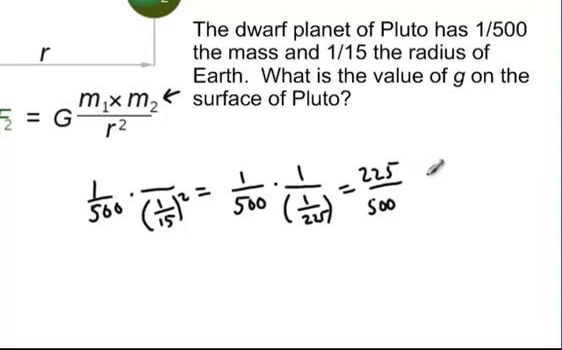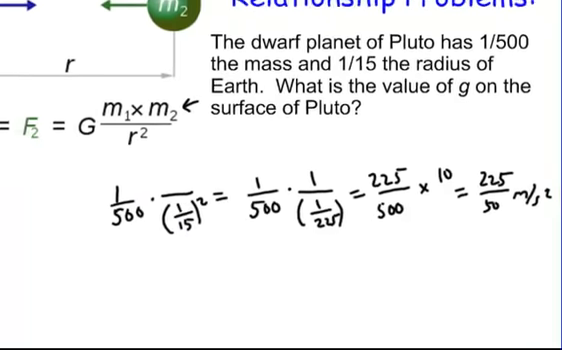Now, if you think about it, our gravity is about 10 meters per second squared. So if we multiply that by 10, you get 225 over 50, and that would be Pluto's meters per second squared. Okay, and so there are relationship problems. Hopefully this helps out. All you have to do is plug in the numbers proportionally for the mass, and for the radius, they are being squared.